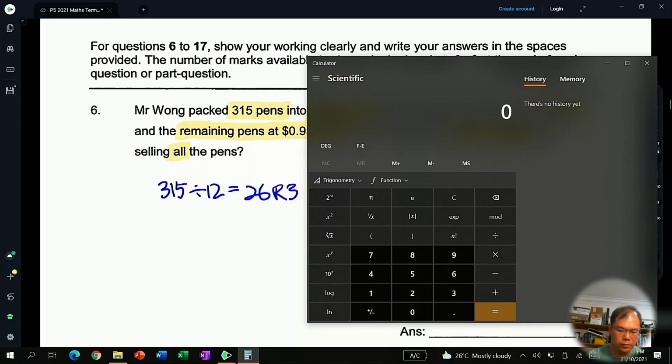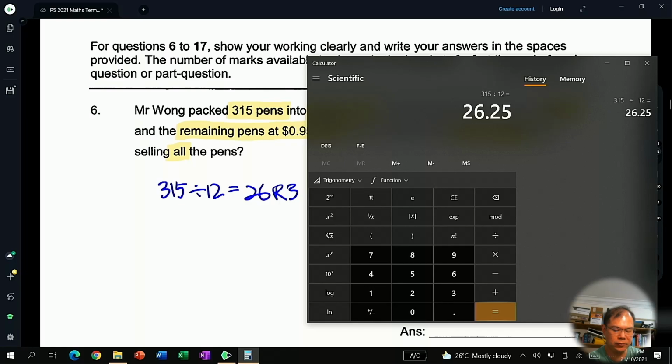Okay, so 315 divided by 12 gives you 26.25. What does 26.25 mean? In this case, there are 26 wholes and 0.25 of a set of 12.